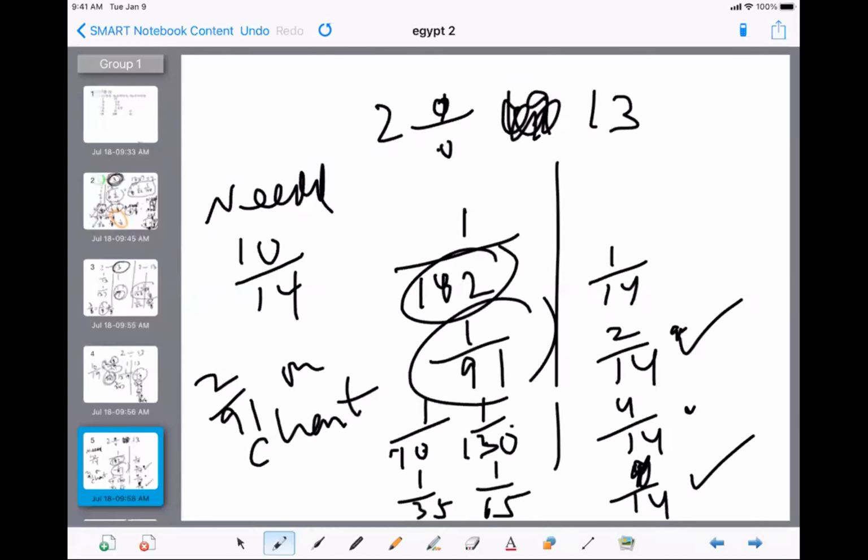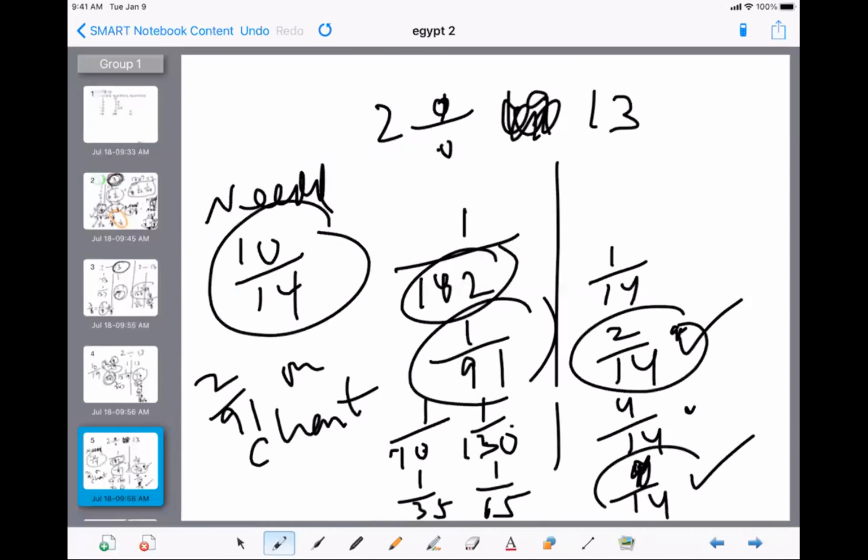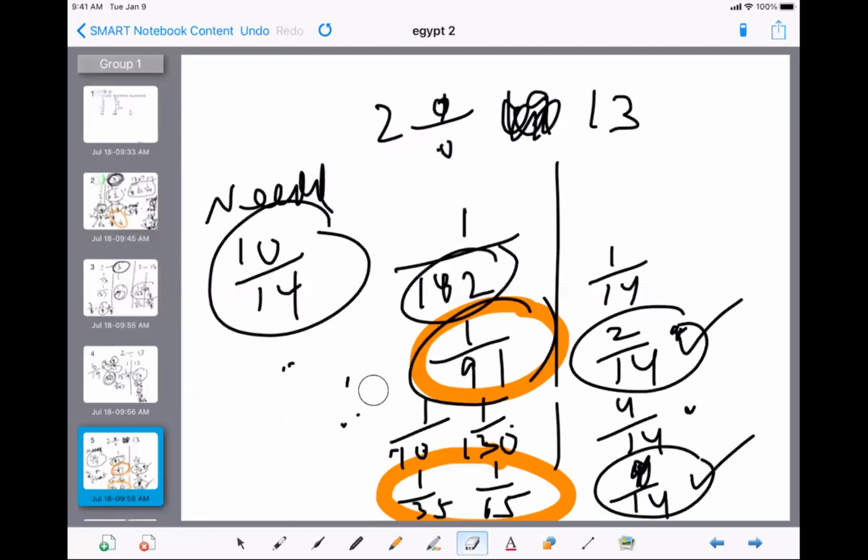So to get the 10 over 14, which was 2/14 plus 8/14, it would be 1 over 91, 1 over 35, 1 over 65. It gets pretty hairy in that way. Yeah, sorry. You're looking to get 2 over 91, right? So you're multiplying that by 2, and then the 2 over 91 is 1 over 70 and 1 over 130. No, I was only, that 2 over 91 was because I was trying to get 4 over 14.